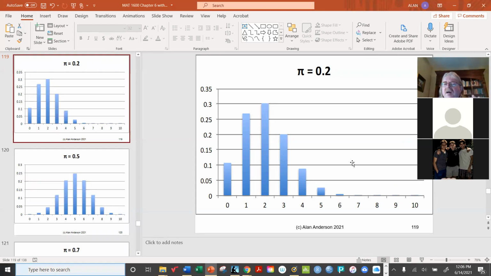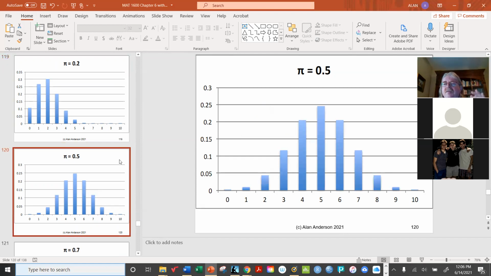This should remind you of the positively skewed example we had when the mean was greater than the median. This one looks like the symmetrical case where the mean and the median and the mode were all the same. We have 5 in the middle, and there's a balance between 4 and 6, 3 and 7, 2 and 8, 1 and 9, and 0 and 10. Okay, so this distribution is symmetrical about the center or mean.